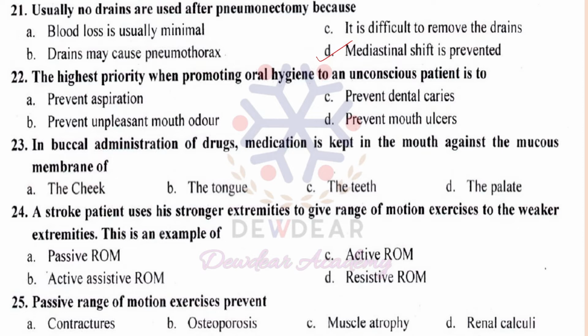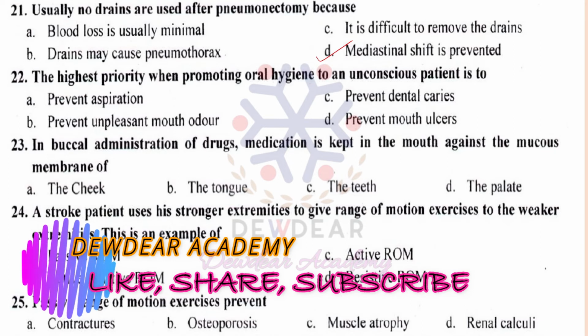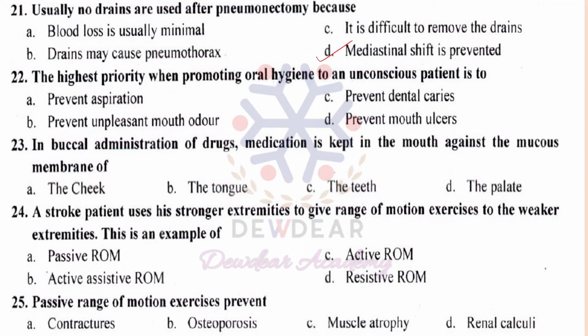Then question number 22. The highest priority when promoting oral hygiene to an unconscious patient is to. Options: prevent aspiration, prevent unpleasant mouth odor, prevent dental caries, prevent mouth ulcers. What is the highest priority when promoting oral hygiene to an unconscious patient? So here the answer is to prevent aspiration.